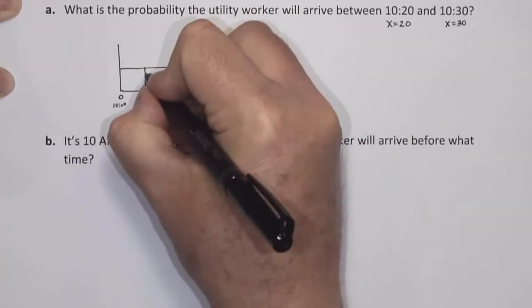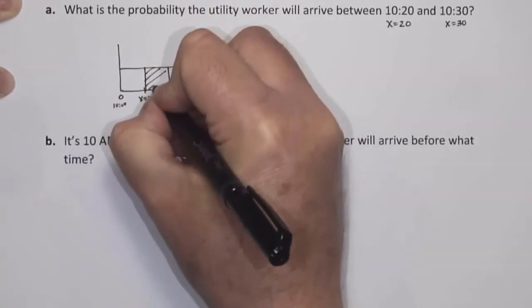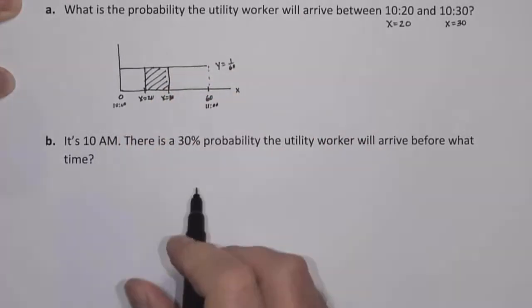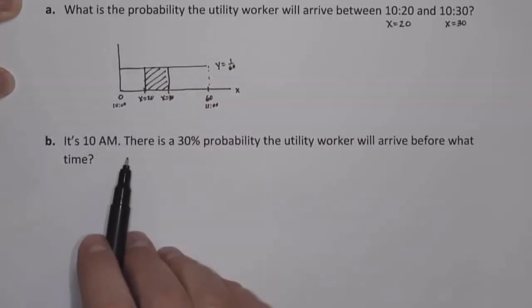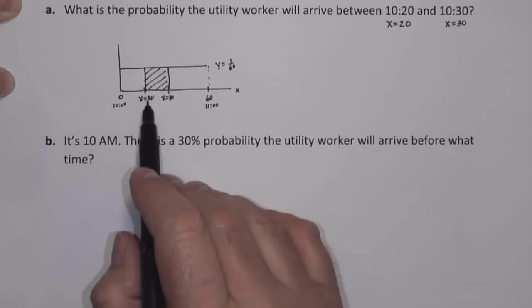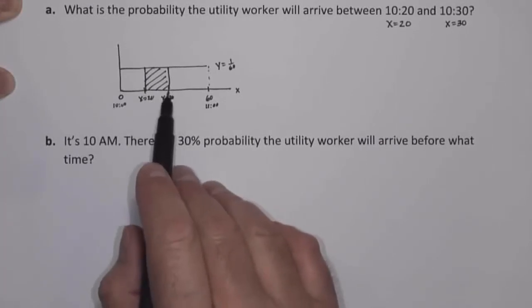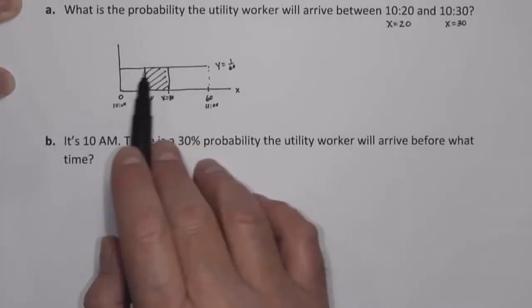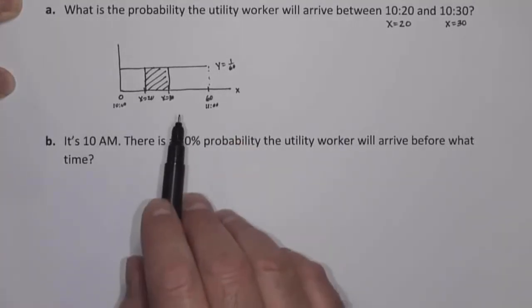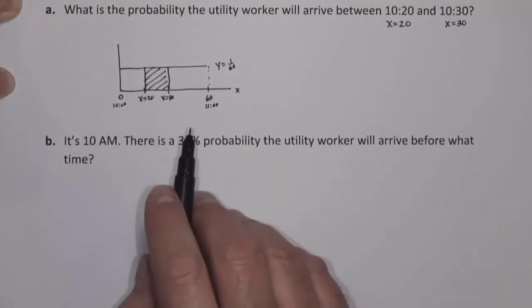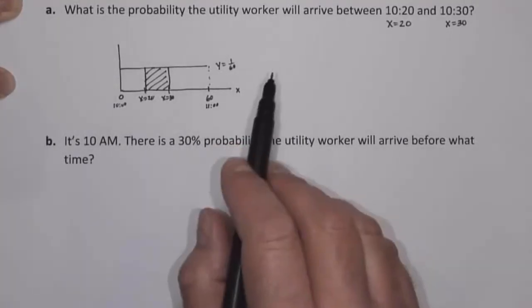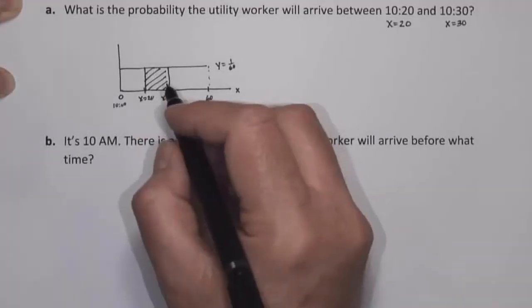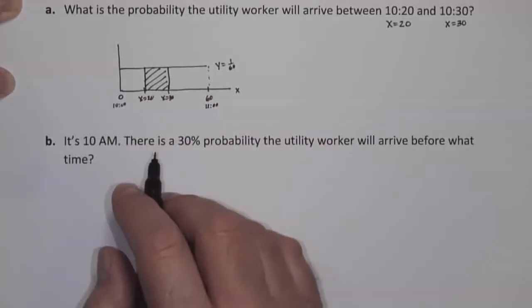So this area beneath our probability density function will equal that probability. So if I can find the area between x equals 20 and x equals 30 that's below our probability density function y equals 1/60th, that will be the probability. So in this particular case, again, we have the shape of a rectangle.